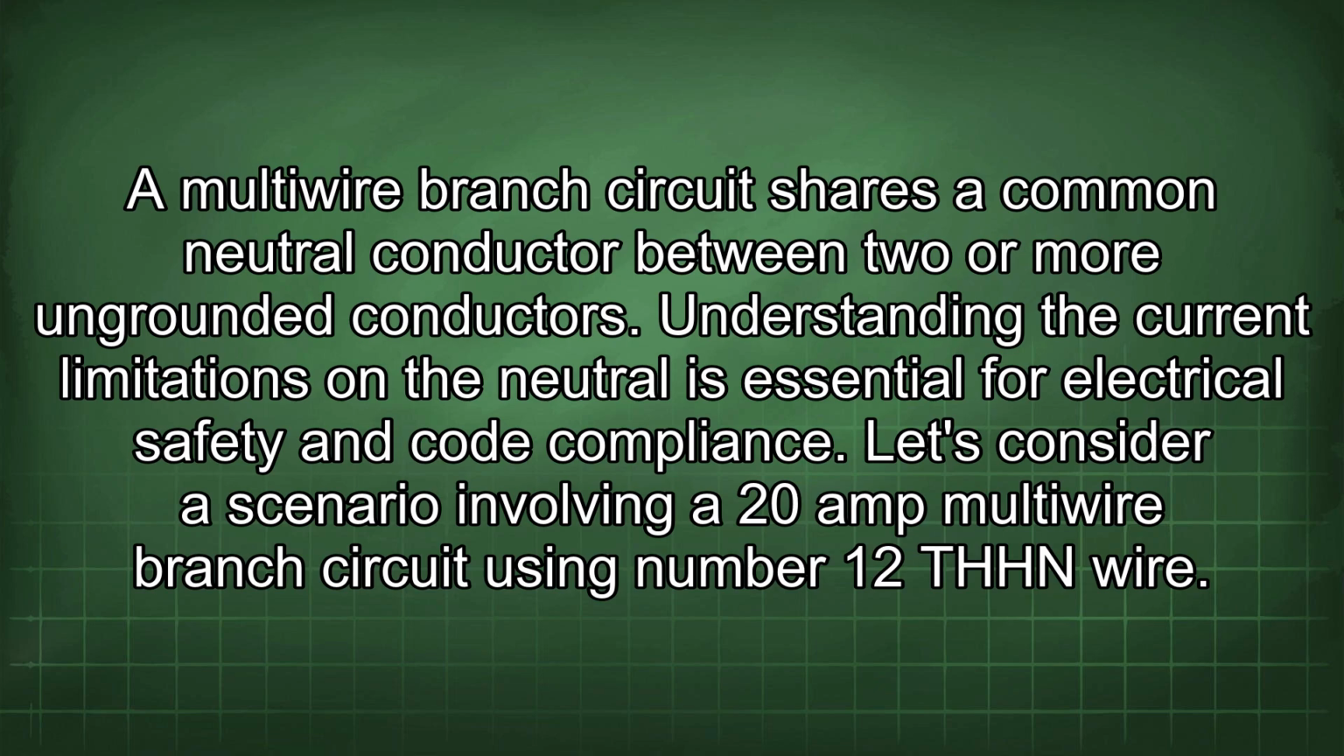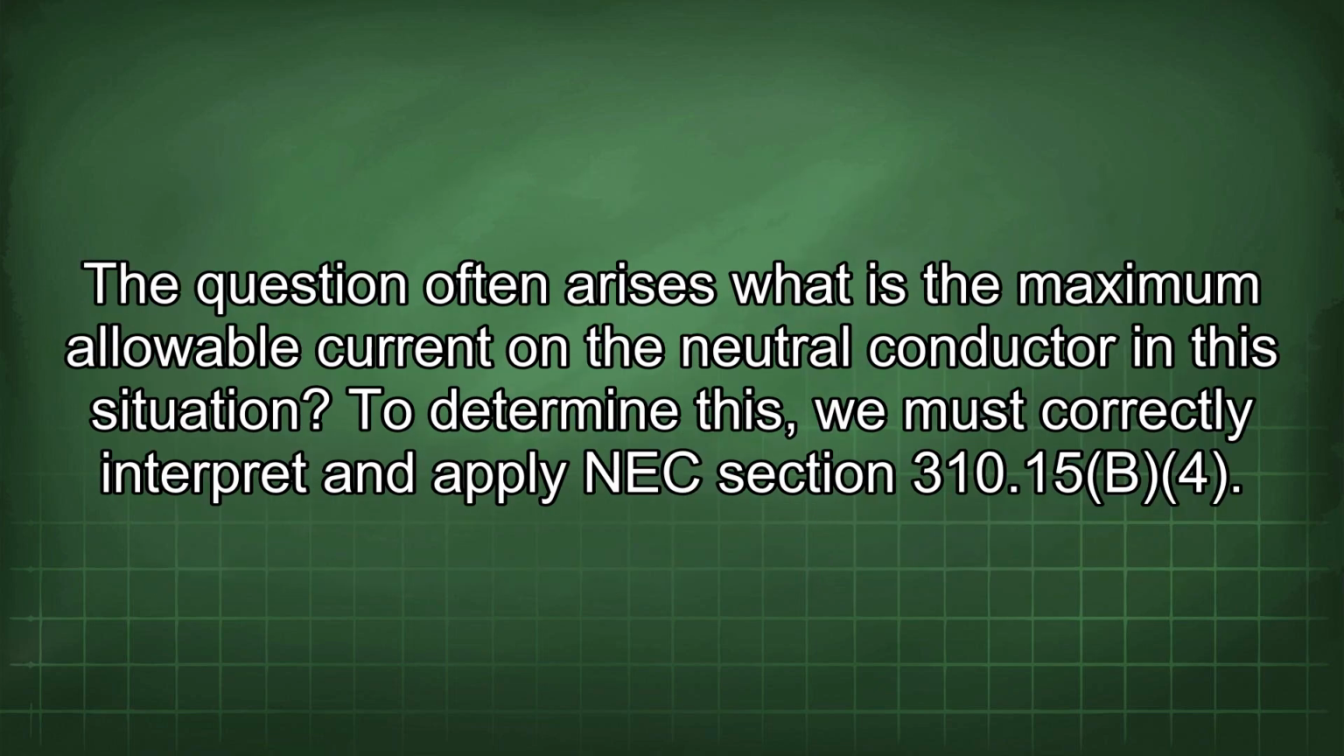Understanding the current limitations on the neutral is essential for electrical safety and code compliance. Let's consider a scenario involving a 20-amp multi-wire branch circuit using number 12 THHN wire. The question often arises, what is the maximum allowable current on the neutral conductor in this situation?